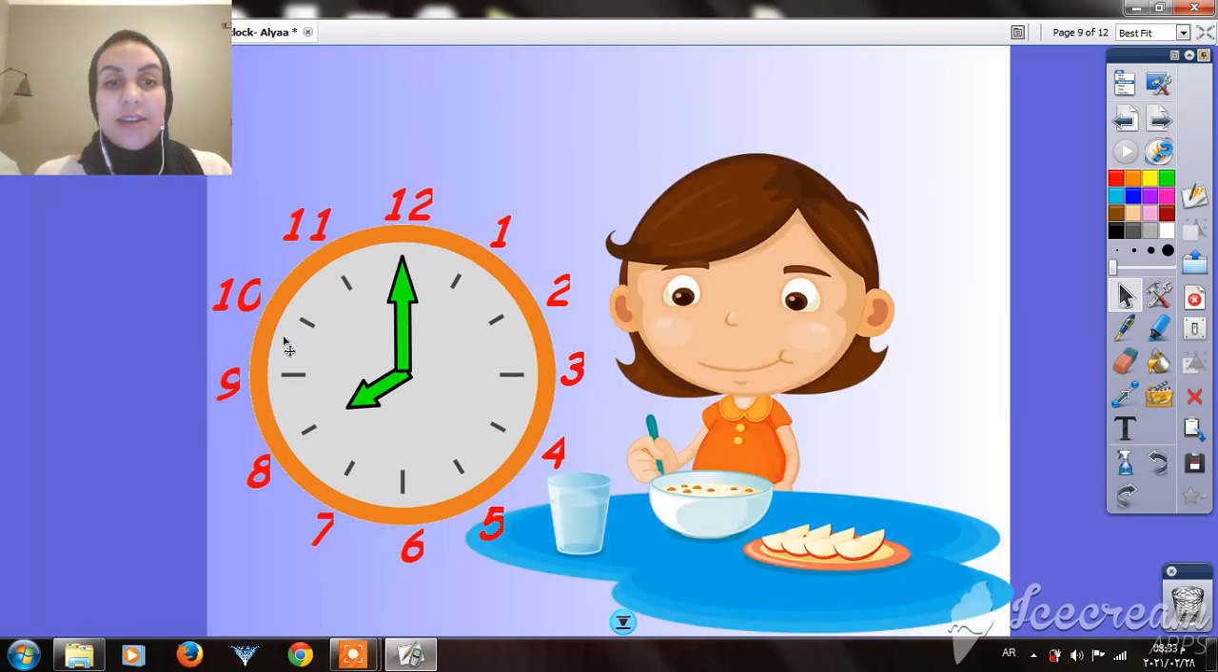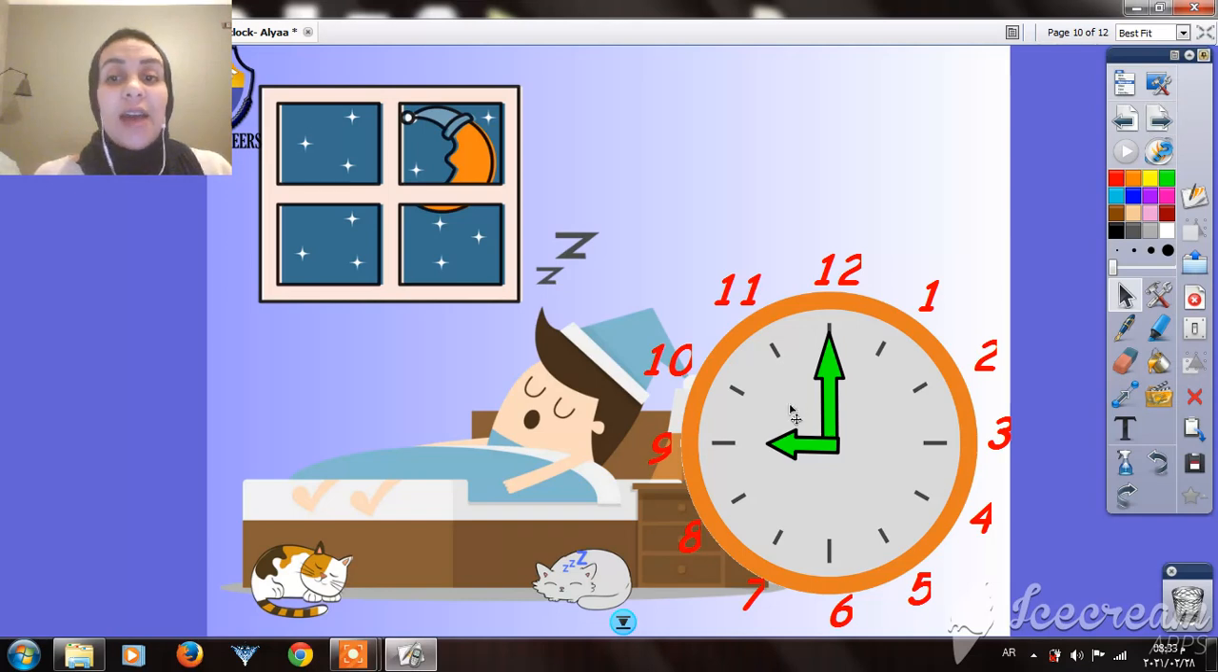Okay guys, here again the short arm is pointing to 8, so it's 8 o'clock. Time to have your supper or dinner before you go to bed. Okay, and now look at the short arm. It's pointing to 9, so it's 9 o'clock. Time to go to bed.